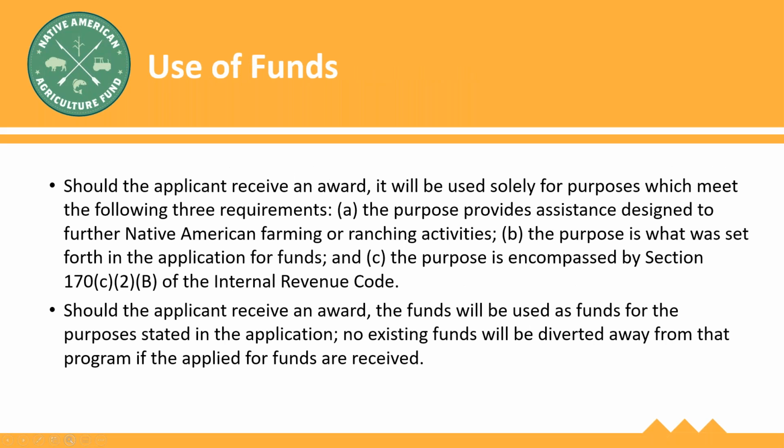Use of funds. Should the applicant receive an award, it will be used solely for the purpose which meets the following three requirements. A. The purpose provides assistance designated to further Native American farming or ranching activities. B. The purpose is what was set forth in the application for funds. And C. The purpose is encompassed by Section 170(c)(2)(B) of the Internal Revenue Code. Should the applicant receive an award, the funds will be used for the purposes stated in the application. No existing funds will be diverted away from that program if the applicant's funds are received.